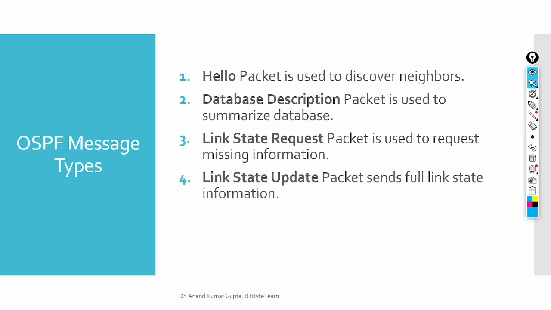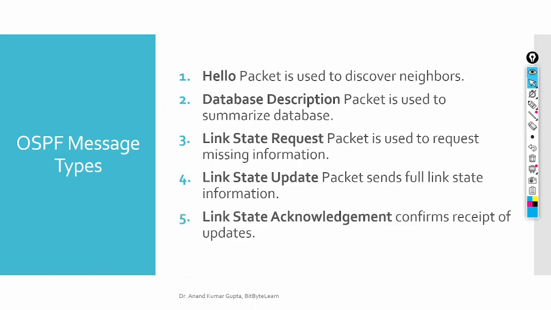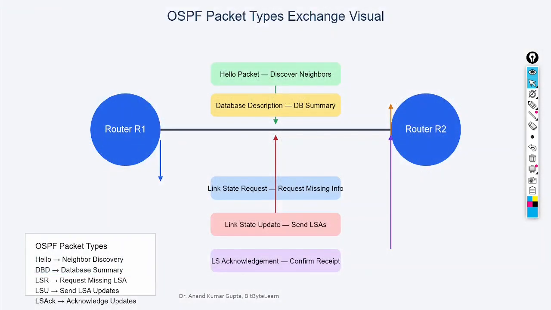The link state update packet sends full link state information to neighboring routers, and the link state acknowledgement confirms the receipt of the updates by the neighboring router. So these are the 5 packets, and you can see in this diagram how the process flows. It starts from the OSPF hello packet. Router 1 sends the hello packet to the network, and the neighboring routers respond, and following that process, the router is able to discover the neighbor.